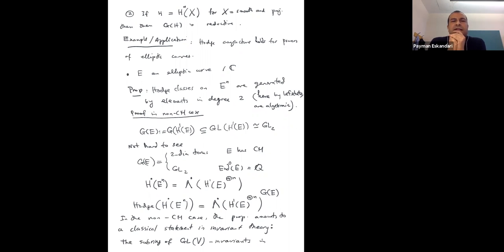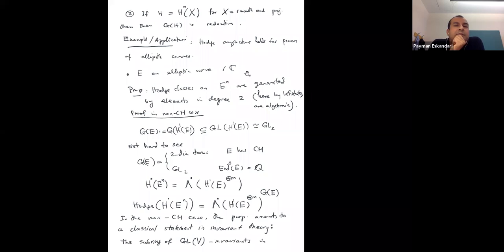Now, just again to motivate Mumford-Tate groups, to convince you that these are interesting objects, let me give a quick application here. The application is the following. You can prove fairly easily using Mumford-Tate groups that the Hodge conjecture holds for powers of elliptic curves. So let's go over this.